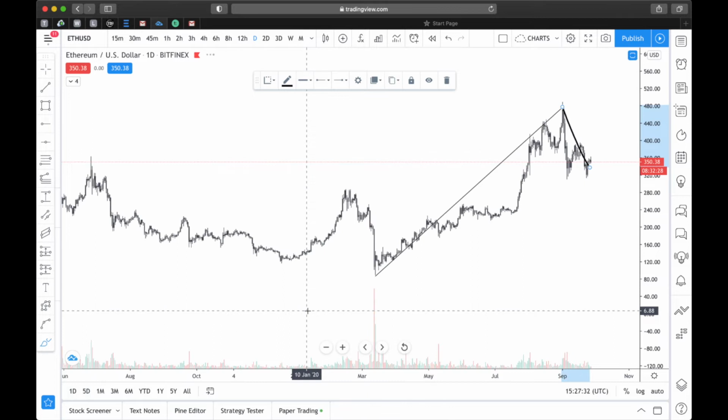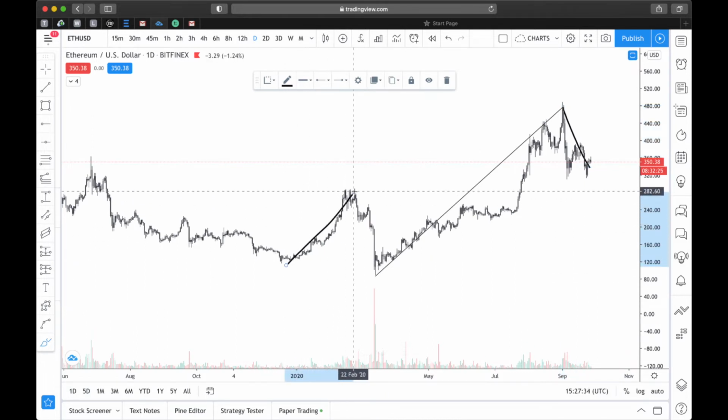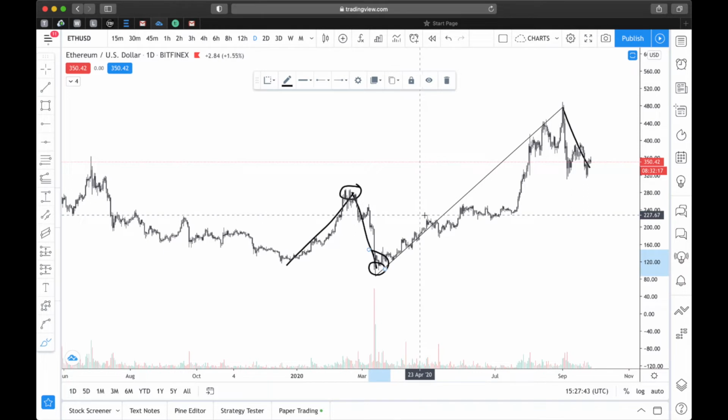Let's pick another example. From here to here is an uptrend. From here down to here is a downtrend. So all these levels are swing levels. These little levels that you are looking at, they are called swings.